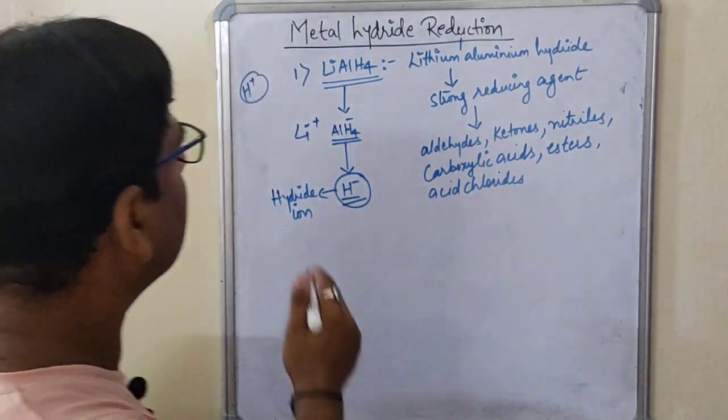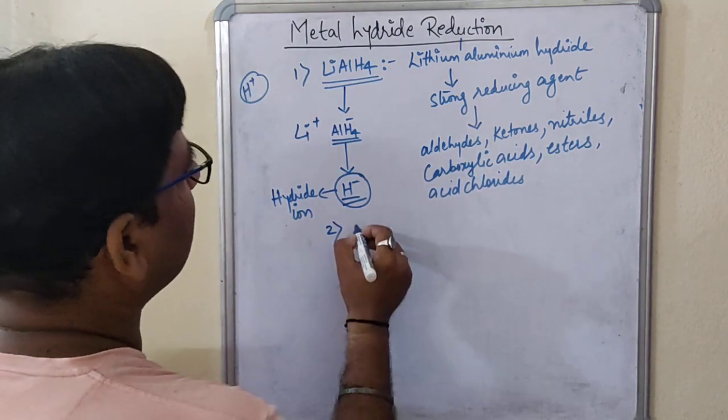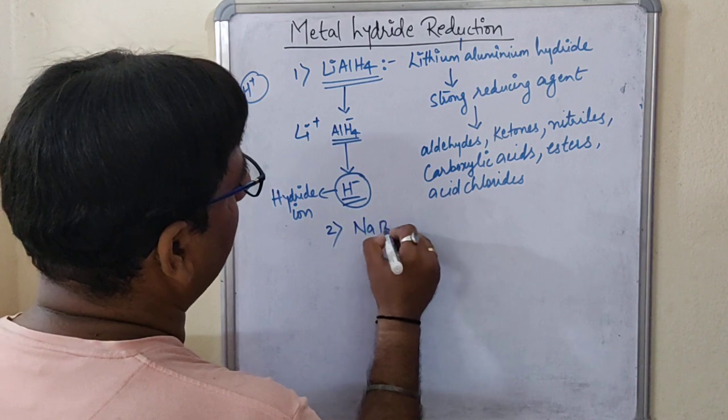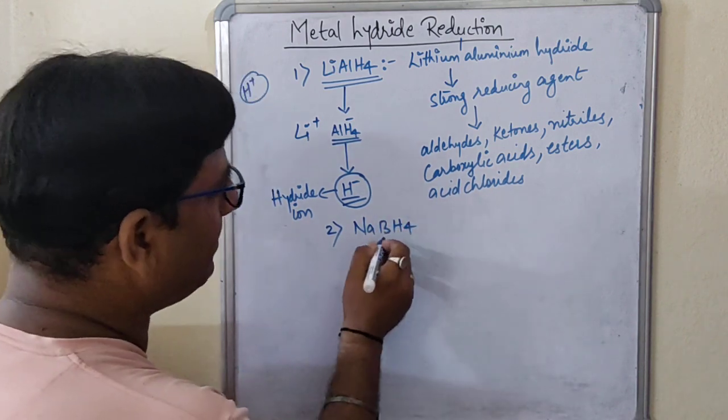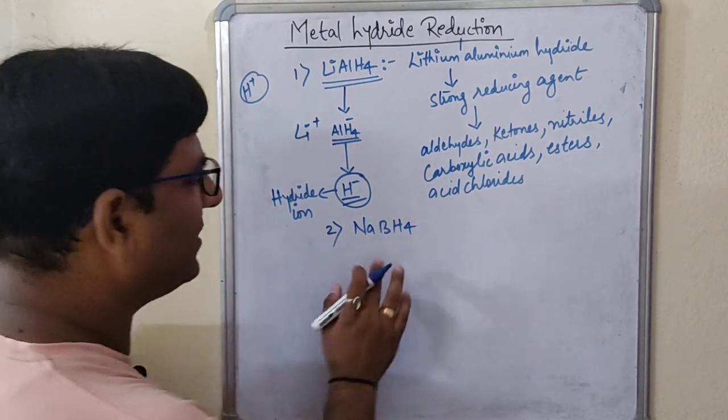Okay. Now, in the same way, if you see the second one, that is the sodium borohydride, NaBH4. When you study about this reagent NaBH4, this is also what?